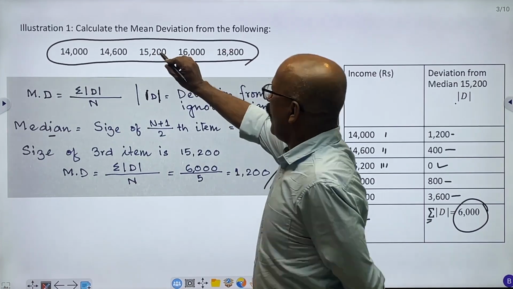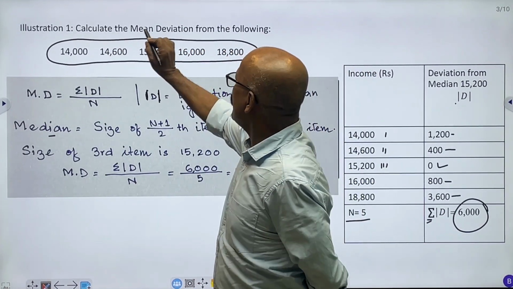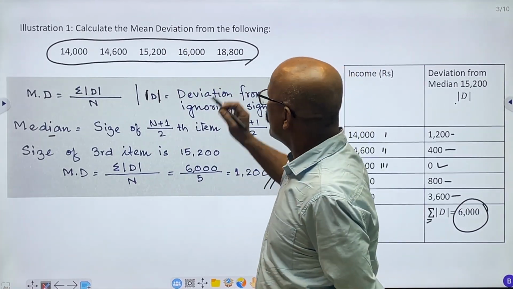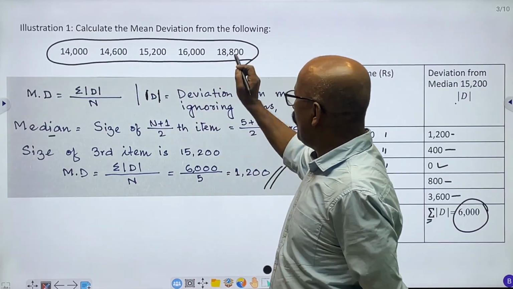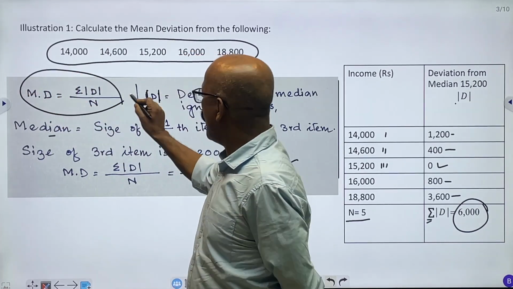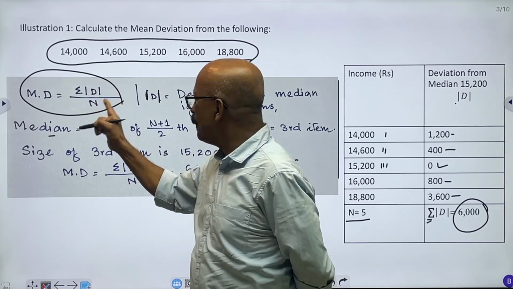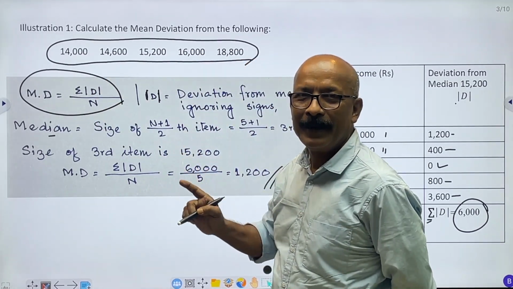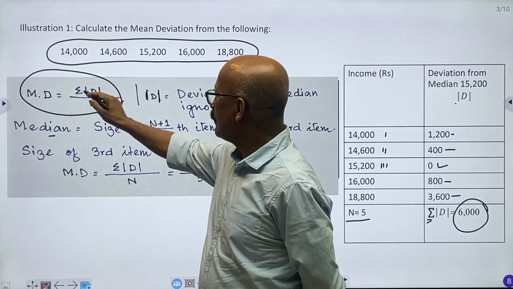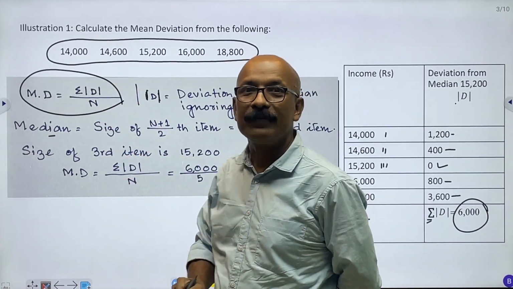This will be given in the exam: calculate the mean deviation from the following. First of all, these are the 5 numbers. First of all we have to put the formula. The formula to get the value of mean deviation is summation modulus D divided by n. So we have to find out the value of summation modulus D.